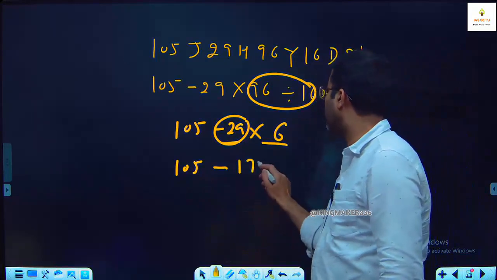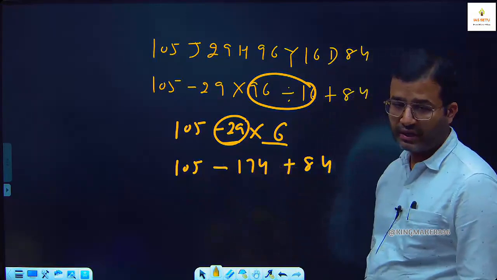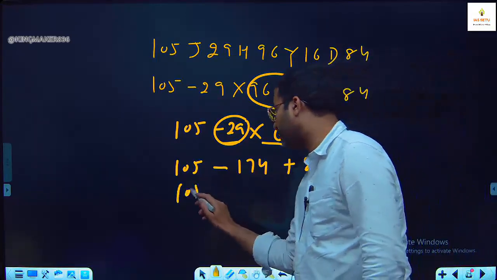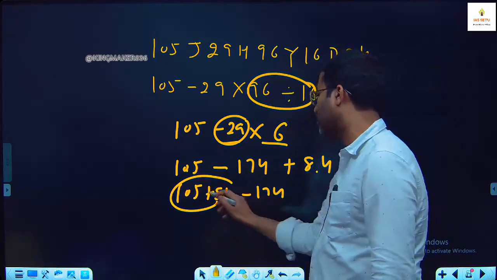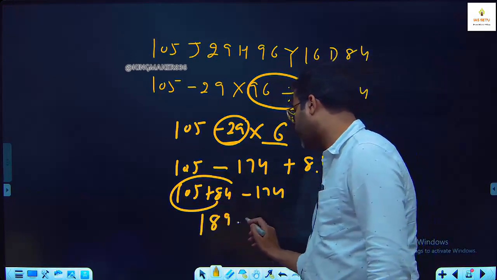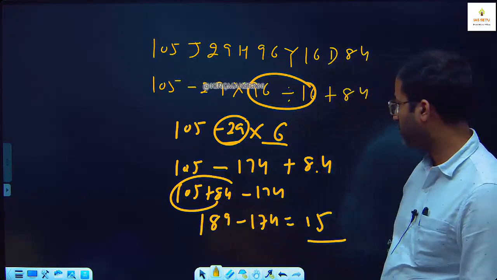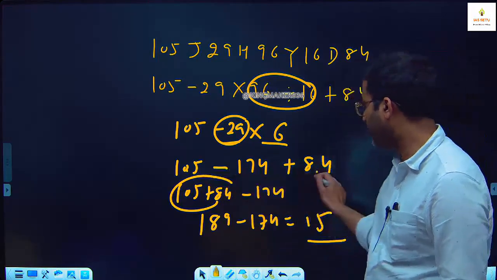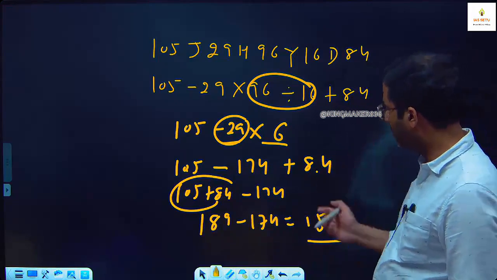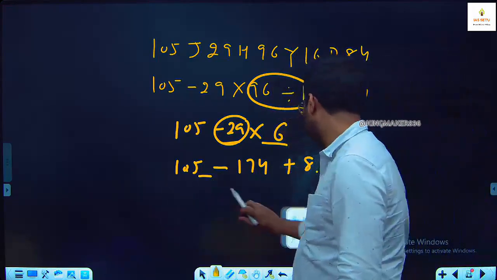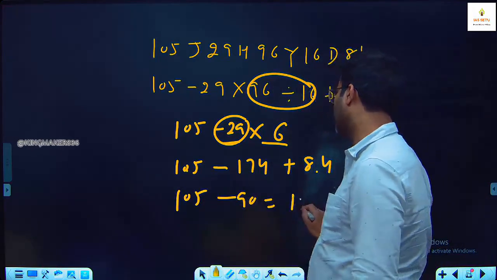माइनस 174 प्लस 84. अब दो वैल्यू पॉजिटिव हैं, एक नेगेटिव है, तो 105 प्लस 84, इन दोनों पॉजिटिव वैल्यू में से एक नेगेटिव वैल्यू माइनस कर दो. ये क्या हो गया? 189 माइनस 174, 15 इज द आंसर. 105 और 84 ऐड हो जाएगा और 174 इसमें से माइनस कर लो. क्या हो गया? ये माइनस 90 आ गया ना, तो ये भी कर सकते हो, तो 15 आ जाएगा.